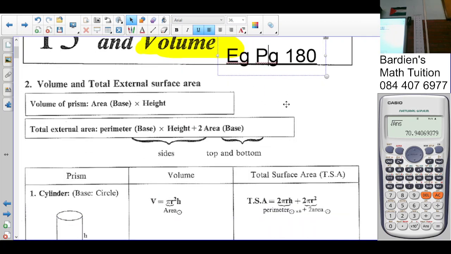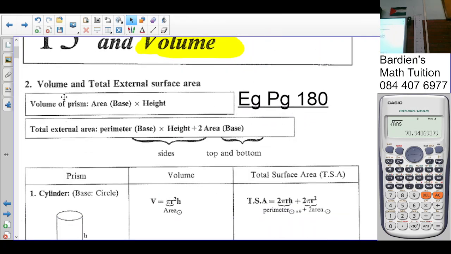So as we said, we're looking particularly at volume, the volume and total surface area. You guys have made your notes already. So the volume of a prism. A prism is basically the shapes that we're looking at now. You'll see these different prisms: there's a rectangular prism, a square, a cube, a cylinder, and those things. So the volume of a prism is going to be area of base times height.